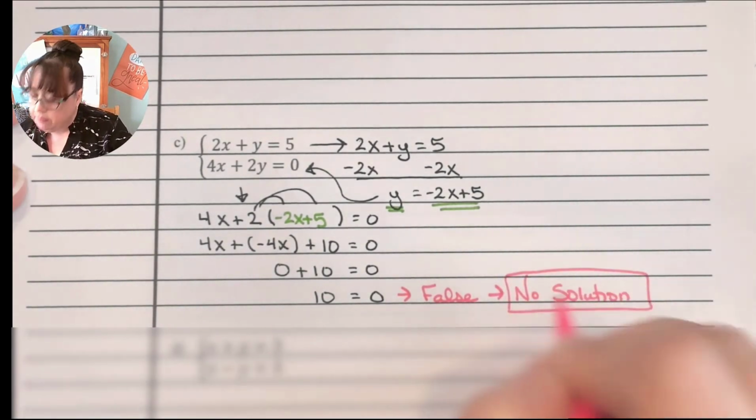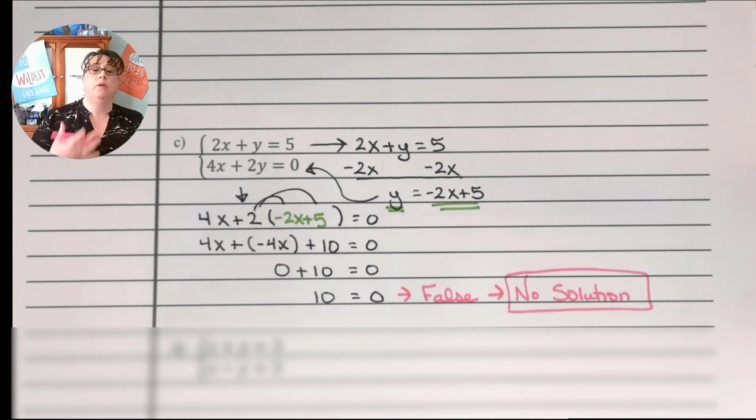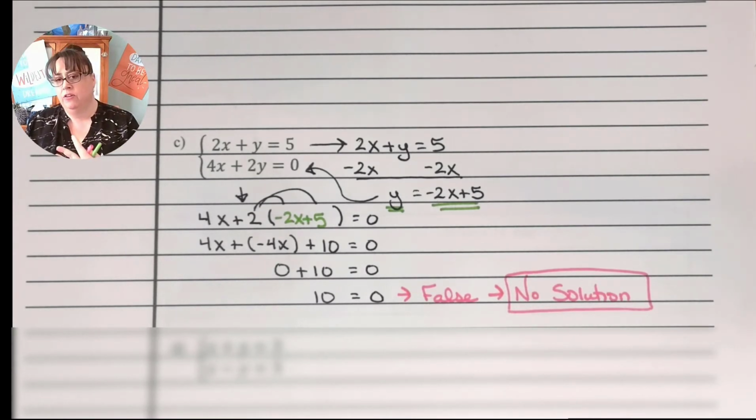Notice on all of these, I'm not going to find a second answer because I don't have any variables to substitute in to find that second answer. We're canceling out our variables on all of these and either having to make a decision. If it's true, it is infinite solutions, and if it's false, it is no solution.